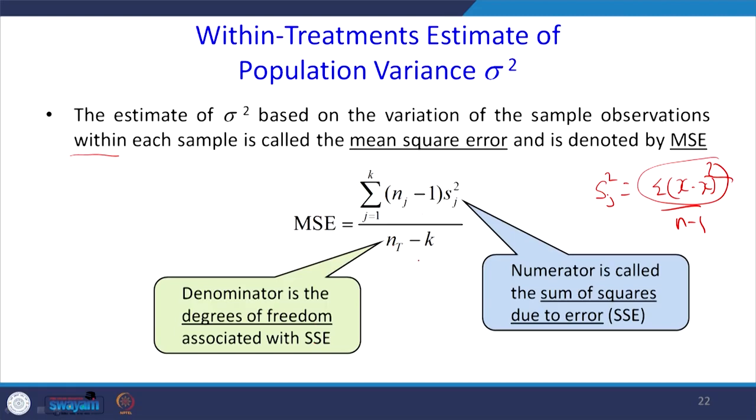K is the number of groups, Nt is the total number of observations. Here this Nt is nothing but the overall degrees of freedom. From the overall degrees of freedom, if you subtract the degrees of freedom for between the columns, then you will get the degrees of freedom for your SSE, that is error sum of squares. In our previous example, you might have seen the Nt minus 1 is 9 minus 1, 8, and there were 3 columns, so k minus 1 is 2, so it was 6 degrees of freedom in our previous problem for MSE.